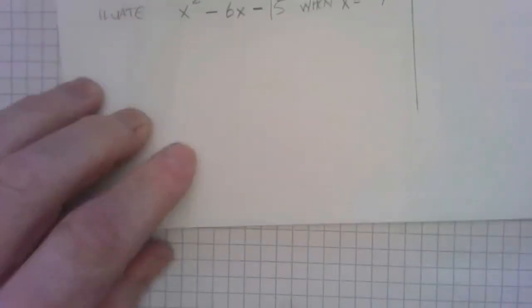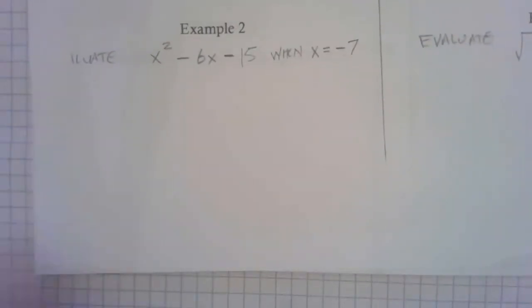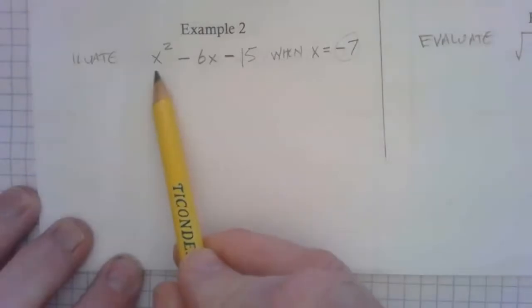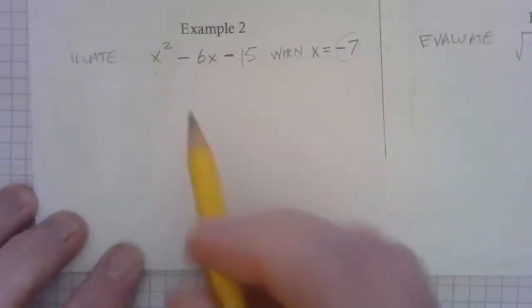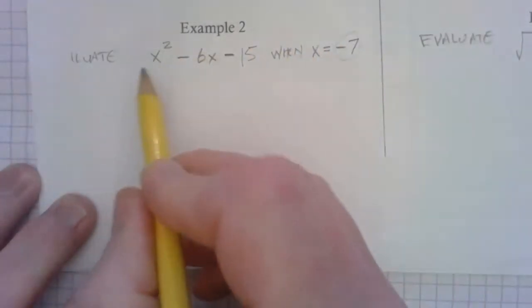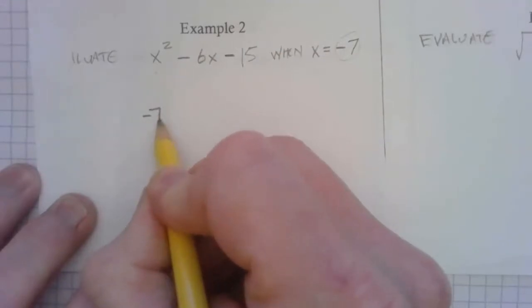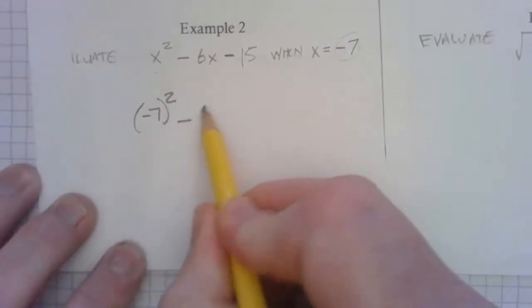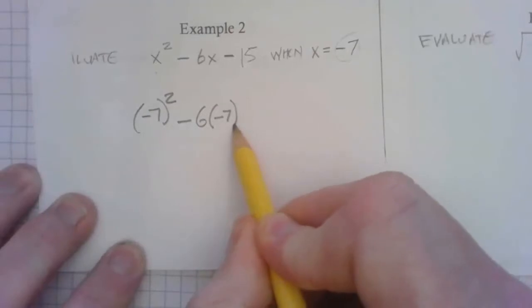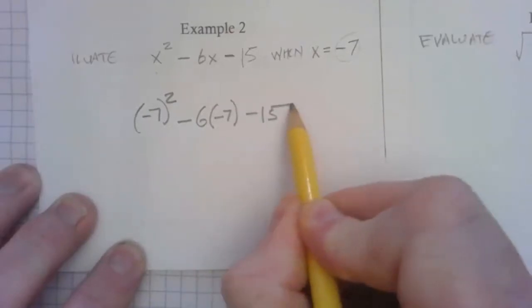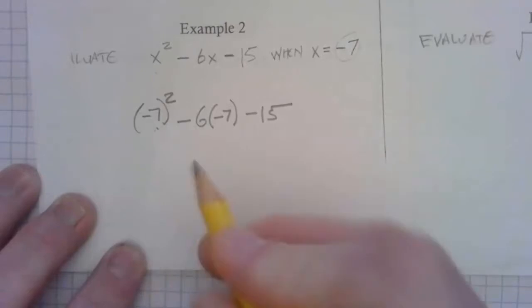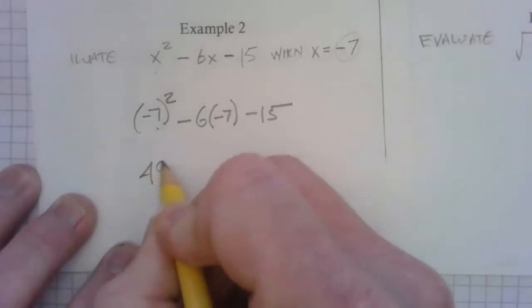All right, let's try another one. And we're going to introduce a negative number, of course. So in terms of the squaring, the negative number is actually going to become a positive one. So when we plug in the negative 7 here, it becomes negative 7 squared minus 6 times negative 7 minus 15. So negative 7 times negative 7 is a positive 49.